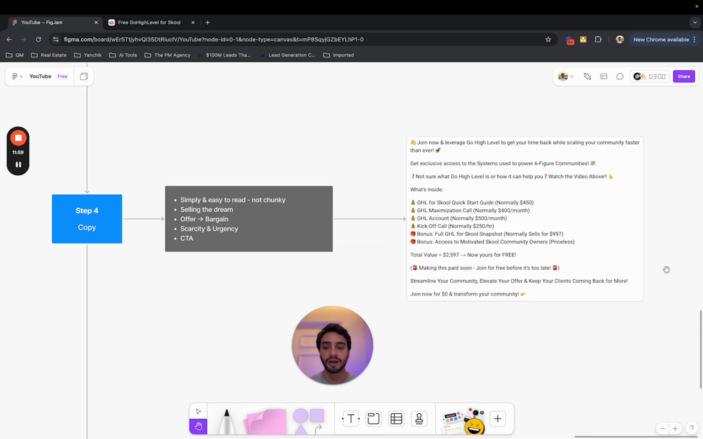Now, step 4 is all about your about page copy. There are a few rules of thumb that I would stick to be able to get the most out of your copy. The first thing is that it should not be chunky. It should not read like an essay. It should flow and it should be easy to read.